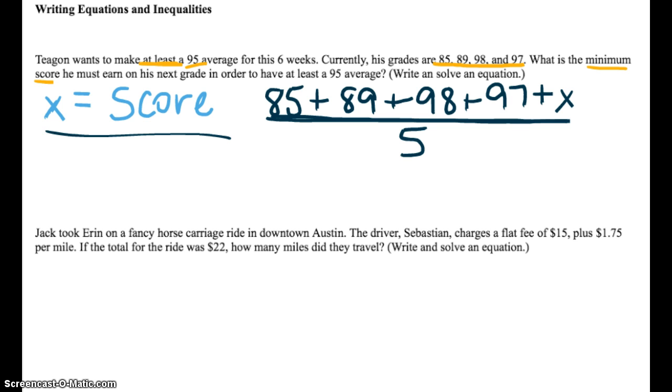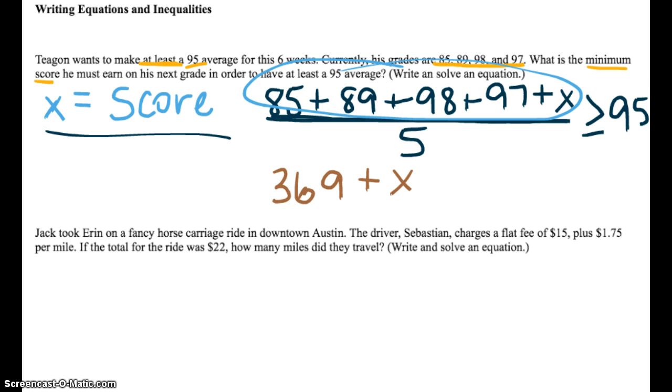Now, we want all of these to add up to give us an average of either greater than or equal to a 95. Okay, now what would the next step be? We're going to add all of these values up. So when we add our values up, we get 369 plus X, all divided by 5. That has to be greater than or equal to an average of 95, because we know he wants to make, he can get more than a 95, but he for sure wants to make at least a 95.